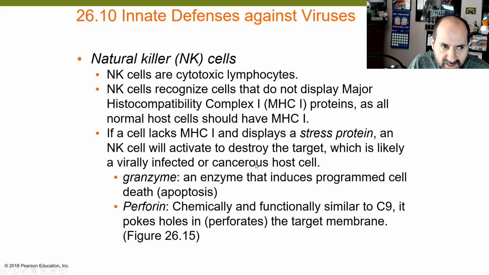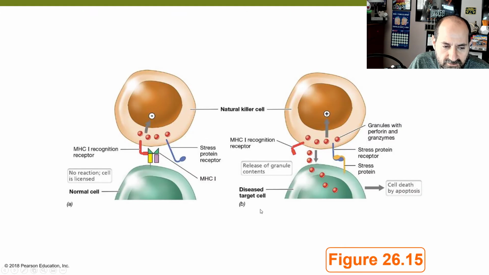Then we talked about natural killer cells. You should know that natural killer cells are part of the innate immune system. They have granzymes that they can release that promote apoptosis in a sick cell. They also have perforin, which they can release, which perforates the target membrane. So then you could see here, remember how it works.